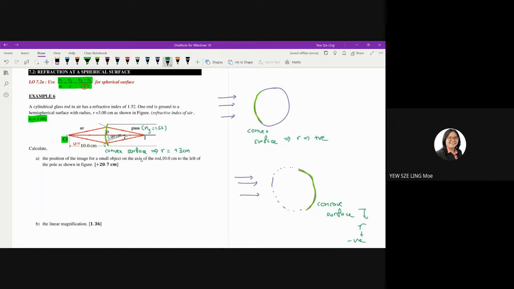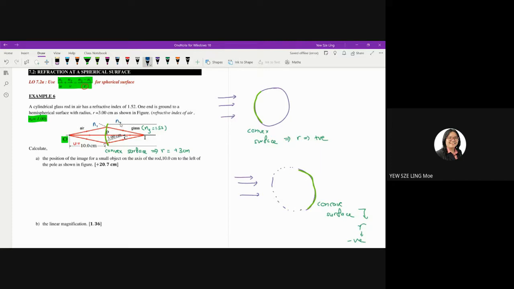My next task is to determine where n1 and n2 are. Since my object is located on the left-hand side, the left-hand side of this refracting surface would be my n1 and the right-hand side would be my n2.